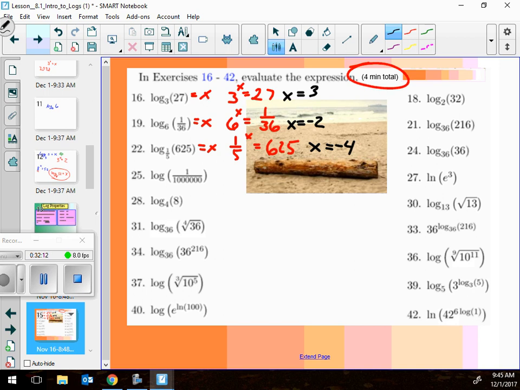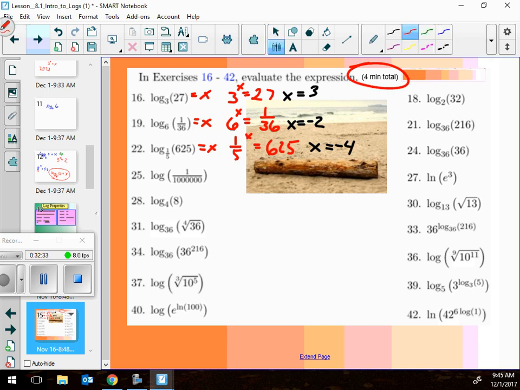Why? Because a negative power takes your answer and flips it over. (1/5) to the 4th would have been 1 over 625. We need it to flip over and be regular 625. So it's x to the negative 4th.